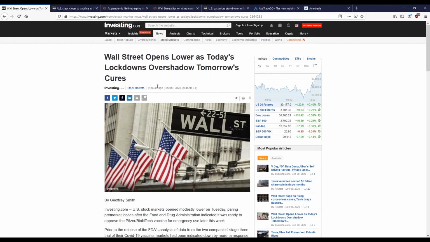So what we're looking at here is how the market opened. It opened lower because they're saying the lockdowns, because of the increased spread of the virus, was overshadowing the cures with the vaccines that are coming. And that's exactly how it opened.